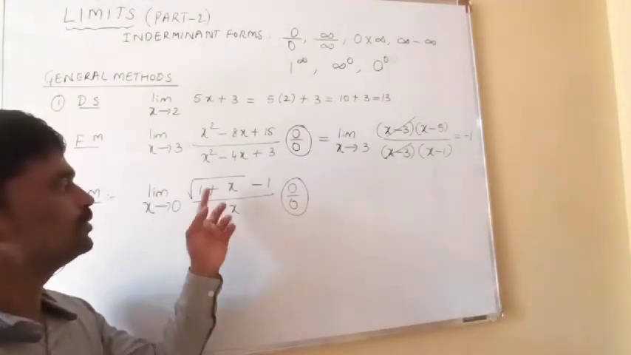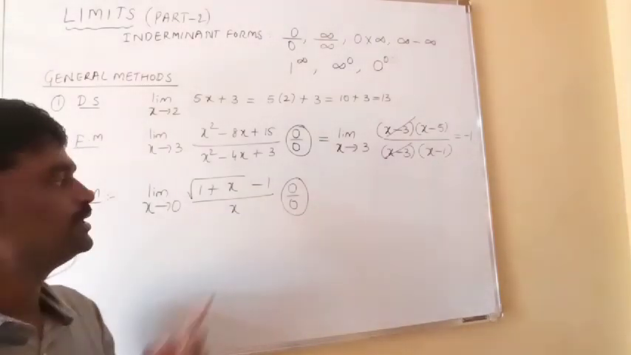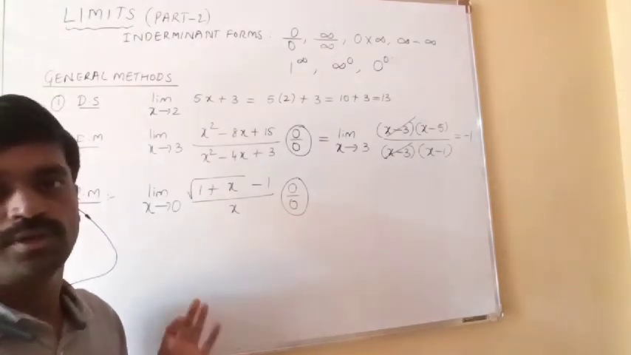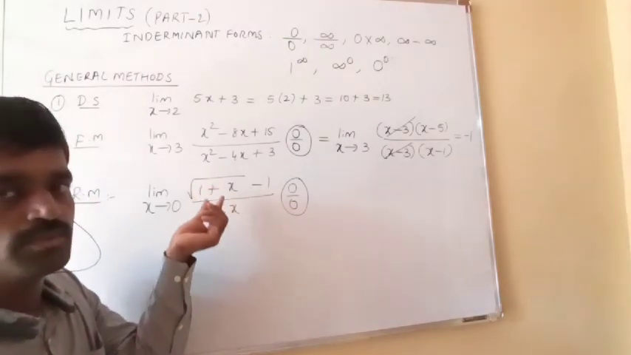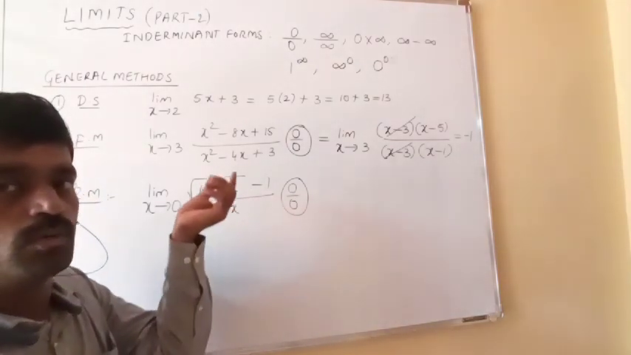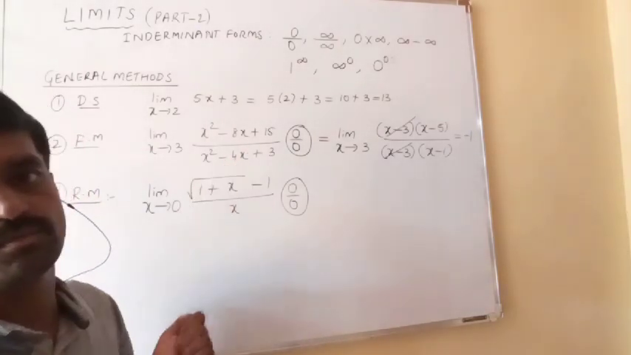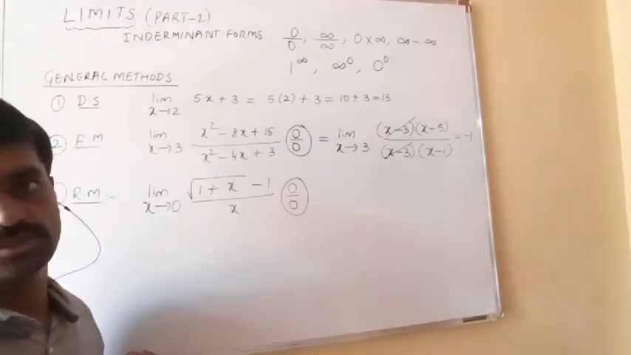No, because here both numerator and denominator are not polynomial functions. So here what we have, numerator is an irrational function. Here 1 plus x is a polynomial. Root 1 plus x means nothing but what? 1 plus x whole power 1 by 2. So a polynomial function raised to a rational power is an irrational function. So it is an irrational function.